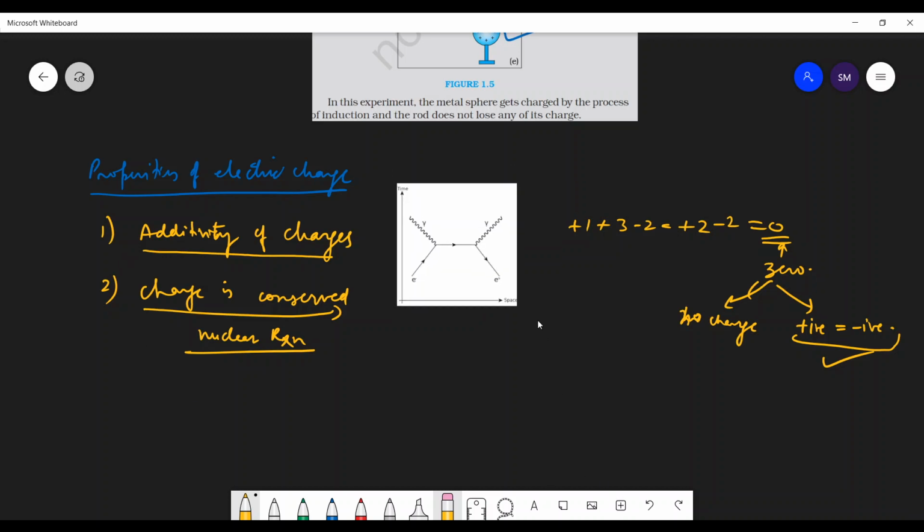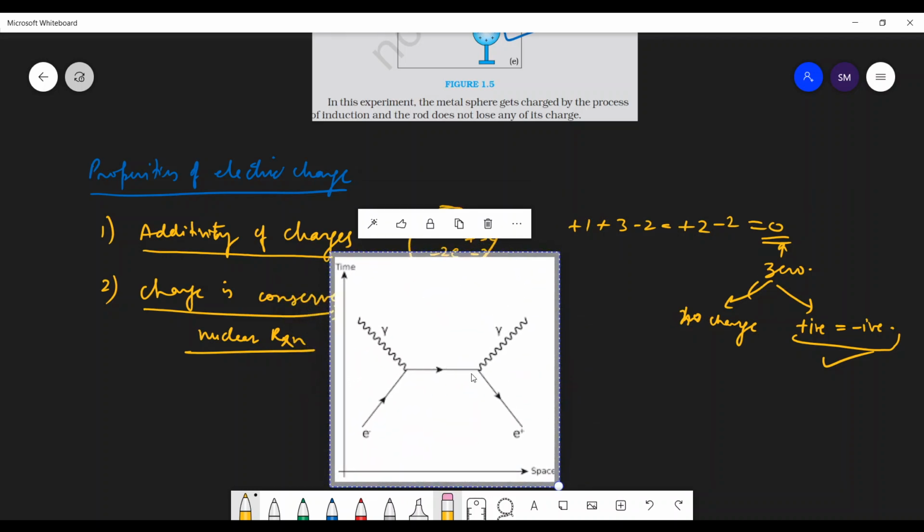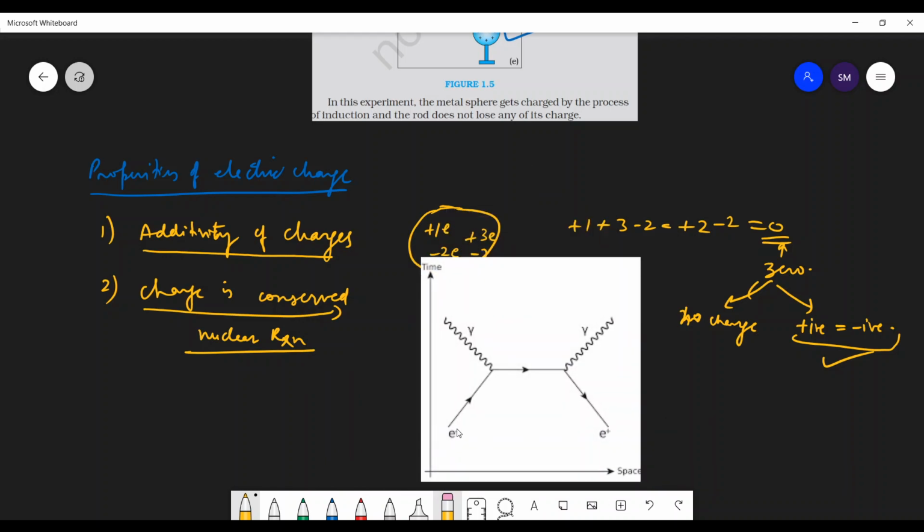So students, we are talking about nuclear reactions. In this nuclear reaction, you can clearly see that this electron and proton are combining and resulting in energy, gamma rays. Here the net charge was 0, and here also the net charge is 0. So the net charge is conserved in an isolated system. The system must be isolated. So net charge is always conserved.